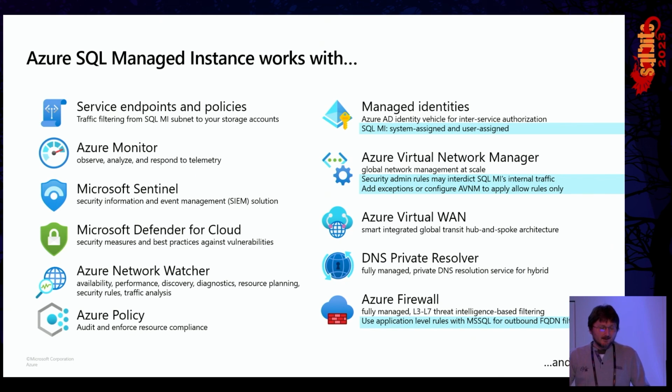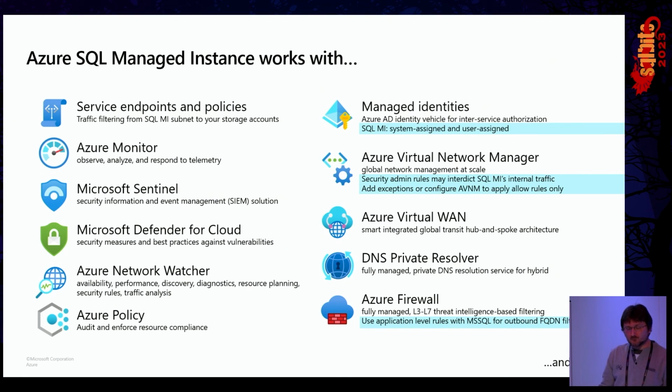So, yeah. Azure Virtual WAN is a smart, integrated global transit hub and spoke architecture. It's a lot of words together, but it is a set of tools that allow you to create global architectures with gateways and private peerings and everything in an easier way than if you were just to hook it up by hand.